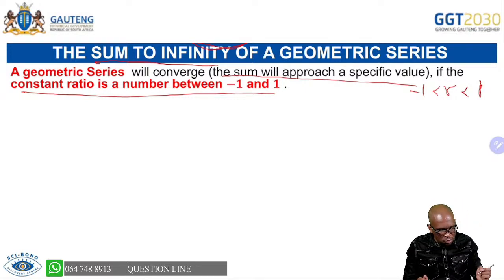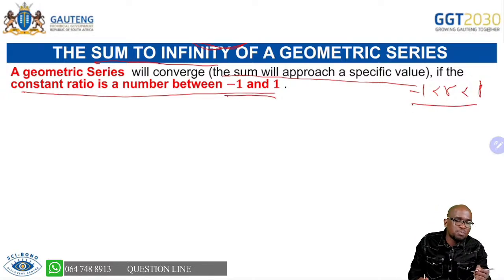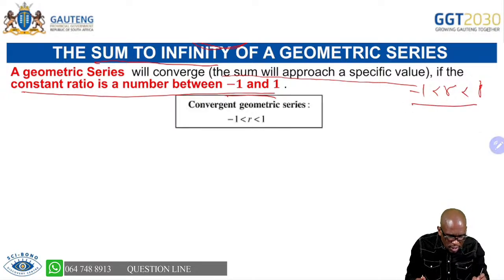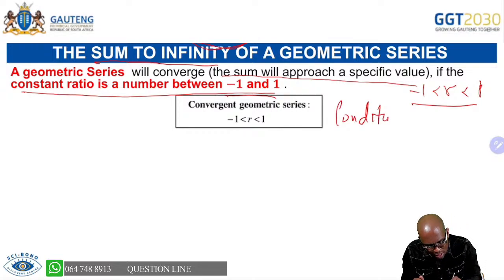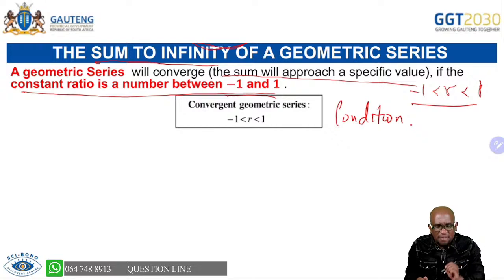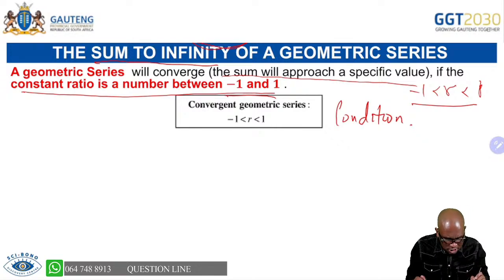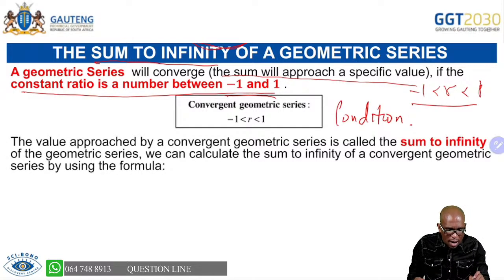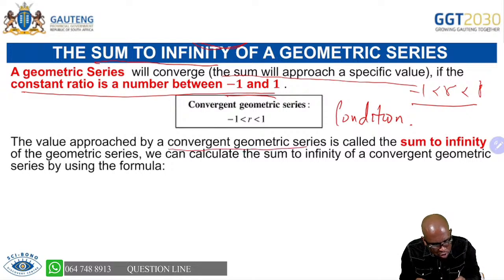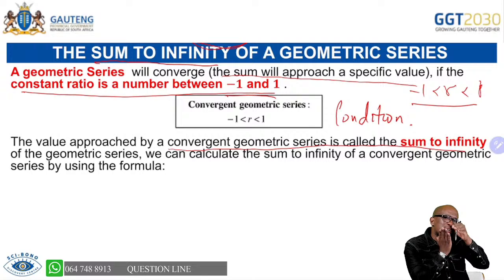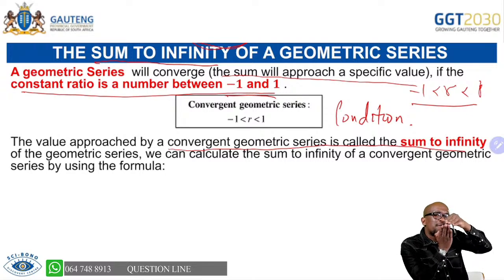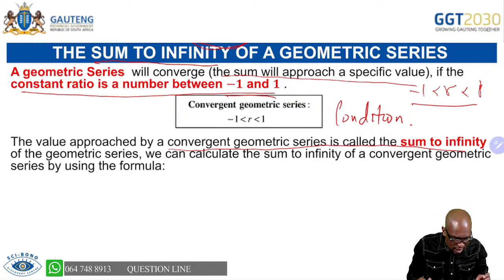Right. So now, as we move on, remember the condition for convergence: R should be trapped between -1 and 1. Now, for the convergent geometric series, this is the condition. It should be known. It is there in the formula sheet. Now, the value approached by a convergent geometric series is called the sum to infinity. So whatever value it approaches or converges to is called the sum to infinity of that geometric series.